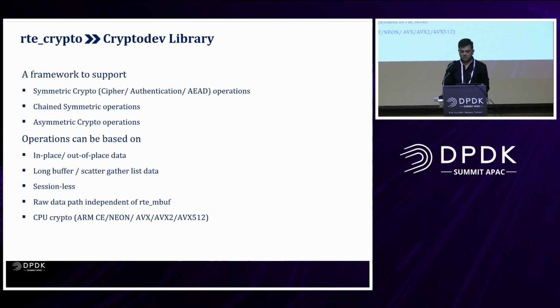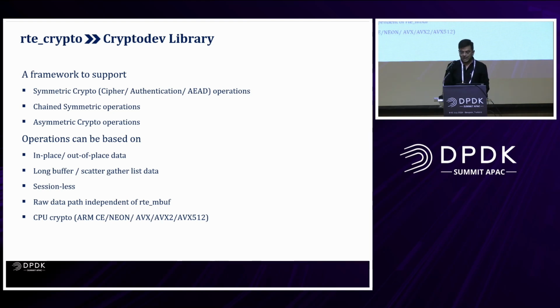Now these operations can be based on multiple types of data. In the RT Crypto library, we have support for both in-place data and out-of-place data buffers. We can also support long buffers as well as a scatter-gather list of data. For crypto operations, we can have a predefined session, and multiple buffers of data can be encrypted with the same session, but we can support sessionless operations also, where the session information goes with every packet, and we can perform the encryption and decryption on the fly.